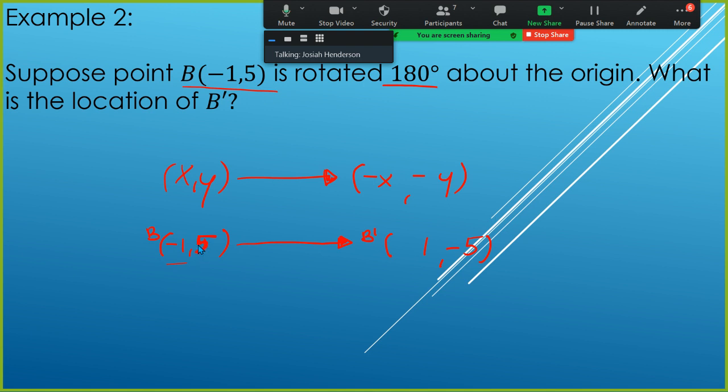So it looks like for this one, the X and Y stay kind of where they start, but for both of their signs, they switch. That's the point of the negatives. It doesn't make everything negative. It's negating what's already there.